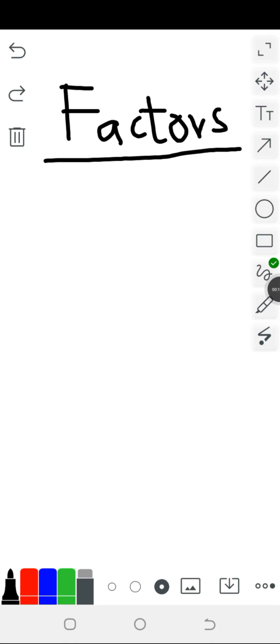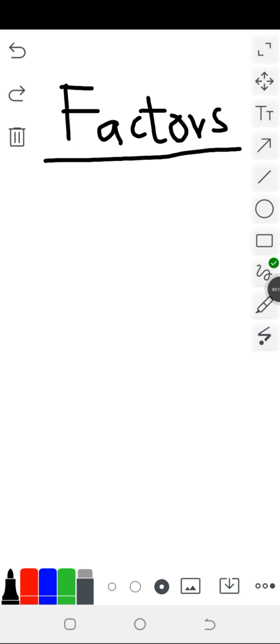Prime factors are prime numbers that are obtained by breaking down a bigger number into multiplicable prime numbers. I will go again. Factors are multiplicable prime factors that are broken down from a large number.